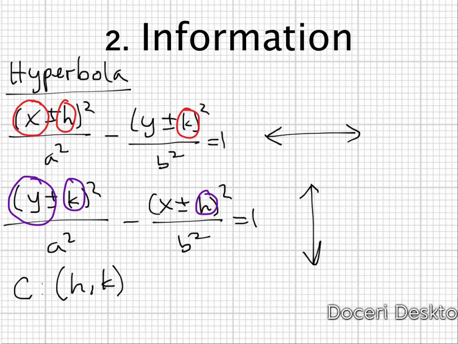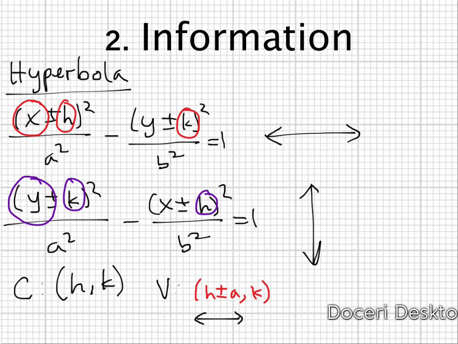To find my vertices, again, I use my a value. Whatever my a value is, if it's underneath x, if we're going left to right, I'm going to go left to right a units. If I'm going up and down, I would go up and down a units. So for left to right, my vertices are going to be h plus or minus a, comma k.